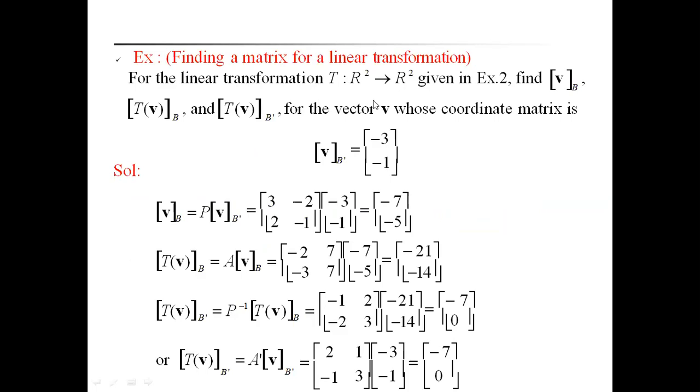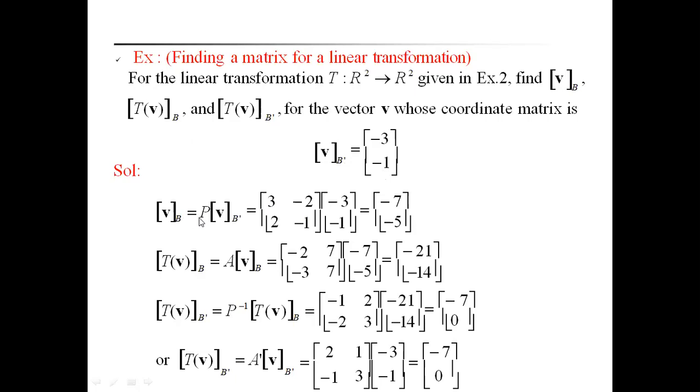Here, finding a matrix for a linear transformation. For the linear transformation T from R square to R square in the previous example, find the coordinate matrix of P relative to the basis B, T of P relative to the basis B, and T of P relative to the basis B dash, for a vector V whose coordinate matrix relative to the basis B dash is minus 3 comma minus 1. Now find the coordinate matrix of V relative to the basis B.